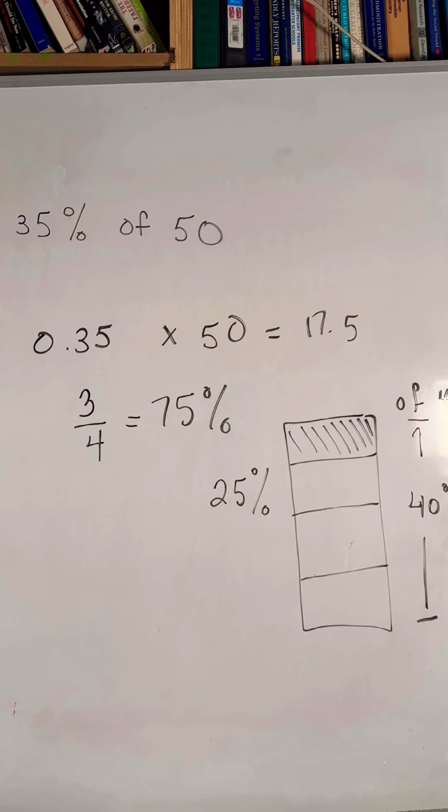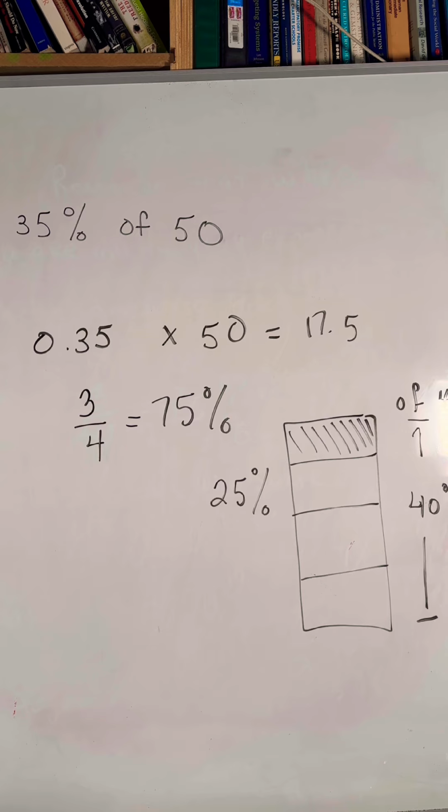Okay, so when we're dealing with percents, it is important to realize that before performing calculations with percents, be aware of the fact that we generally will change the percent into its decimal equivalent. So in this case, we have 35% of 50. So 35%, the decimal equivalent of that is 0.35.